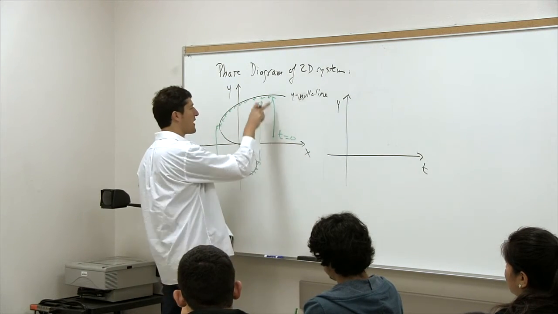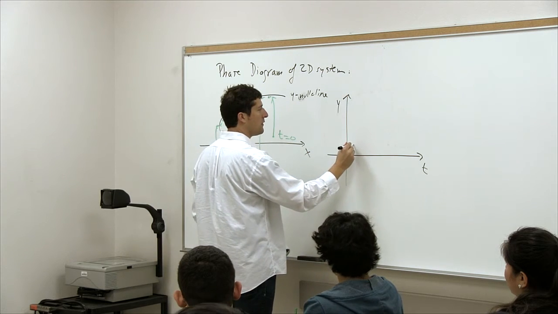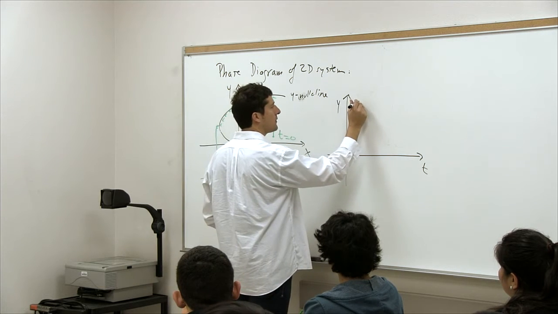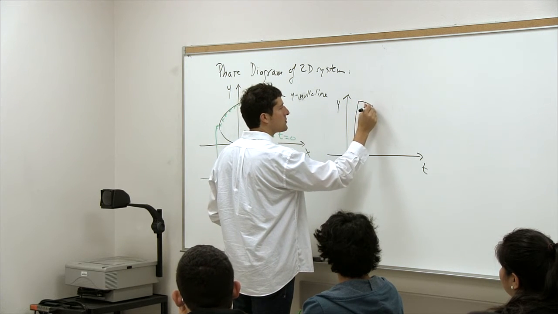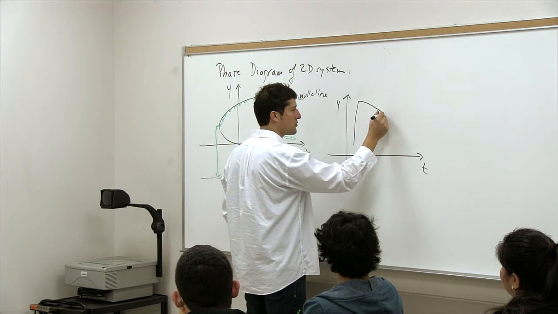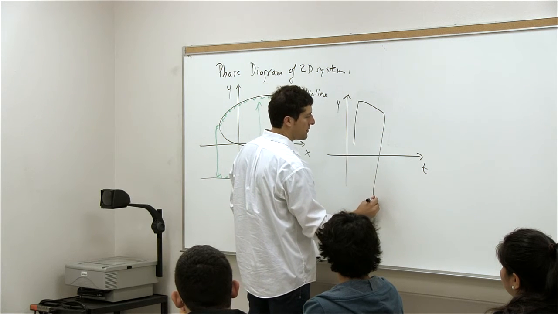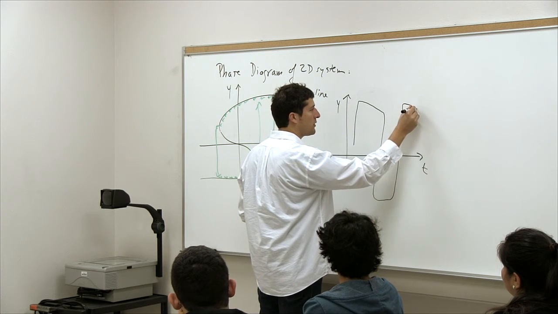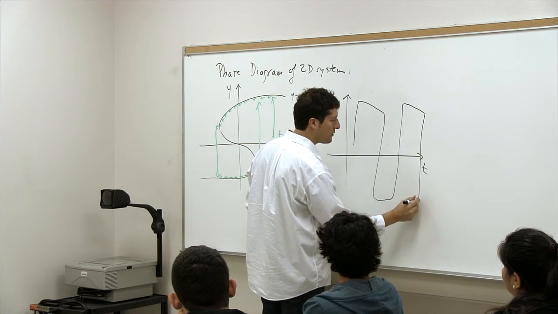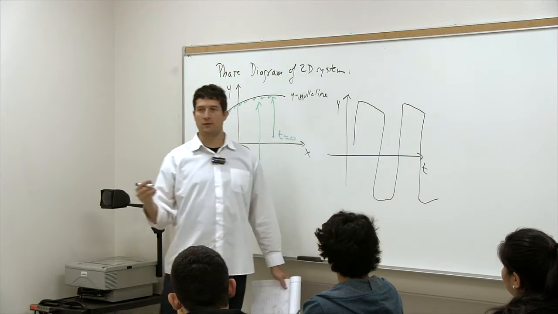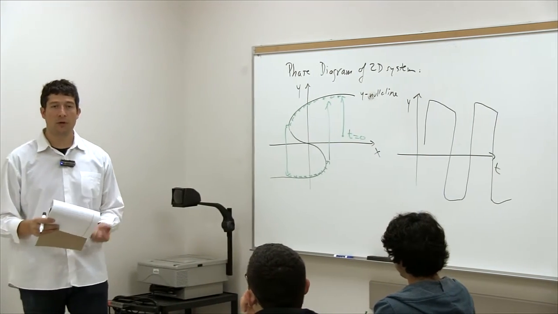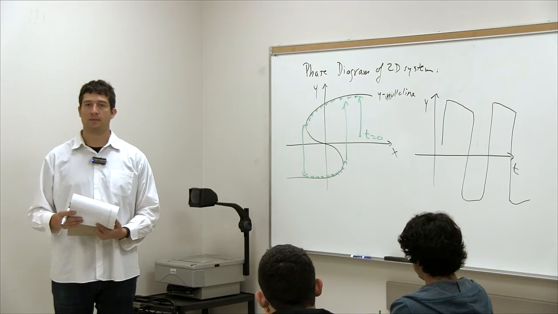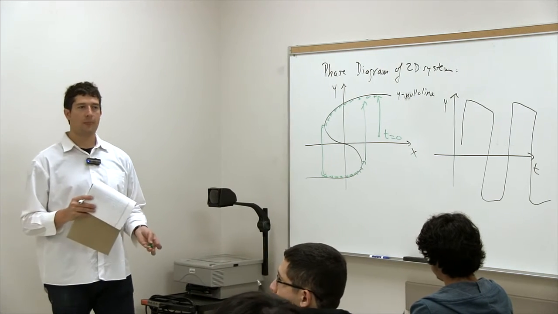So let's draw this graph over here. We started at this point. Y went very quickly up. Then it started going slowly down. Then at some point it shot down. Then it started going slowly up. Then it quickly went up, slowly down, quickly down, slowly up, and so forth. So there you go. A very simple looking system has actually some very interesting dynamics. Questions?